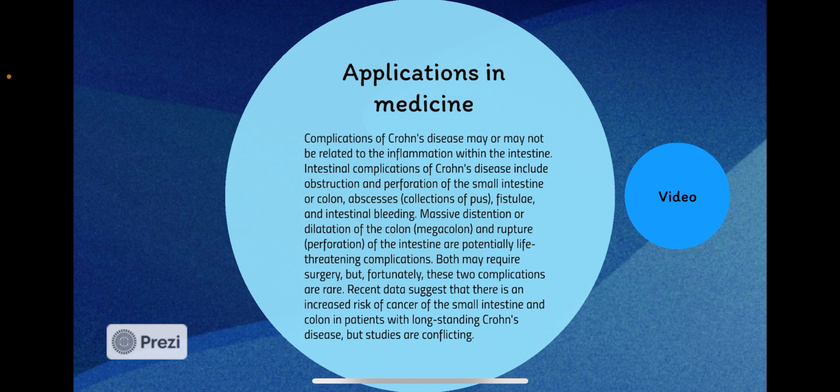Application in medicine. Complications of Crohn's disease may or may not be related to the inflammation within the intestine. Intestinal complications of Crohn's disease include obstruction and perforation of the small intestine or colon, abscesses (collections of pus), fistula, and intestinal bleeding. Massive distension or dilatation of the colon (megacolon) and rupture (perforation) of the intestine are potentially life-threatening complications that may require surgery, but fortunately, these two complications are rare.